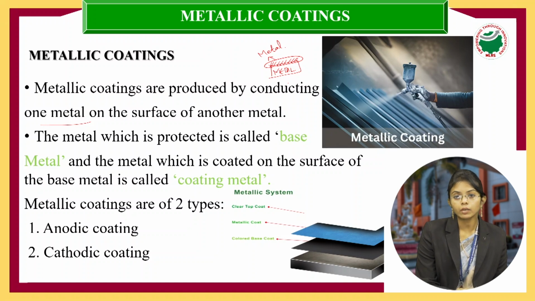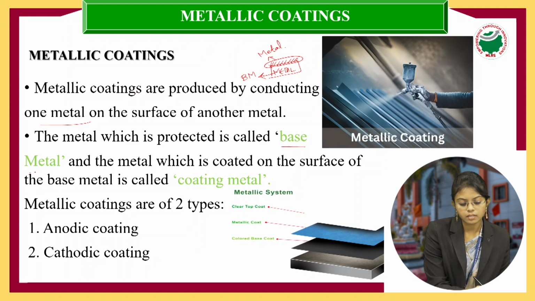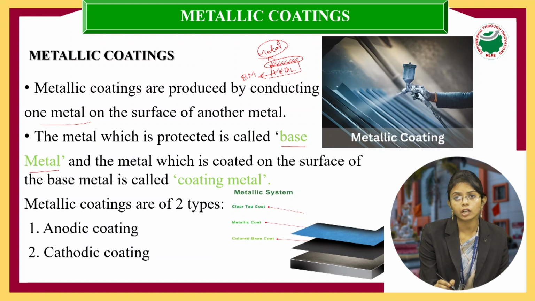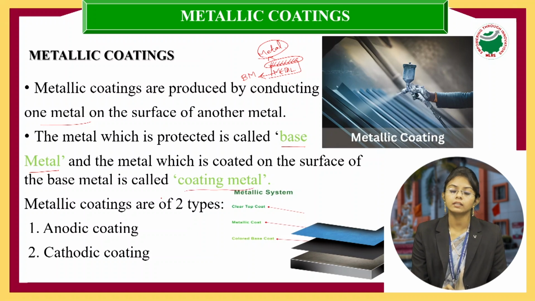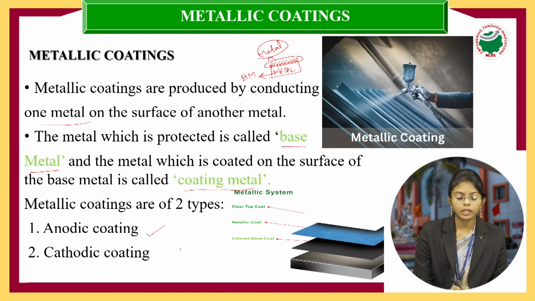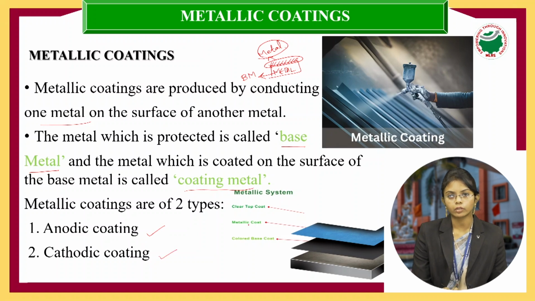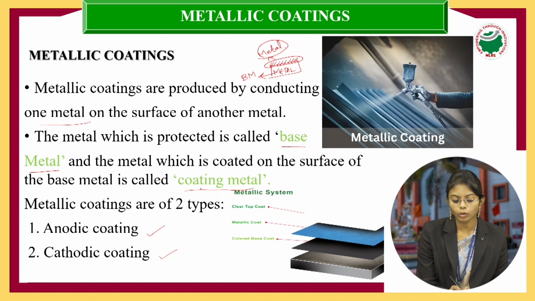Now, the metal which is protected, that means this base metal, we'll call it the base metal. And the metal which you are coating, the metal which is used as coating, is known as the coating metal. Now again, here we have two types under metallic coatings: anodic coating and cathodic coating. Depending upon the coating metal, the metallic coatings are of two types. One is anodic coating and the other one is cathodic coating.